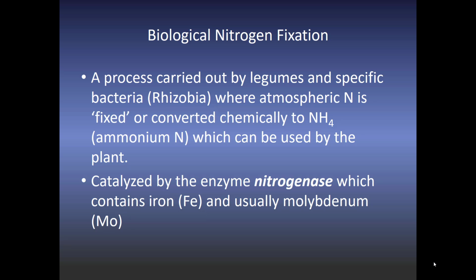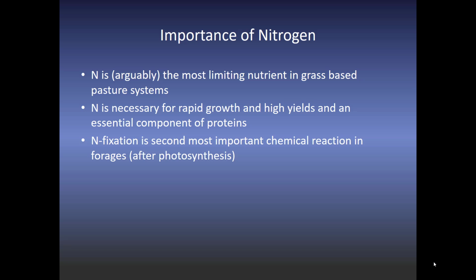So biological nitrogen fixation is carried out by legumes and specific bacteria, rhizobia, and atmospheric N is fixed, or converted chemically, to ammonium N, which can be used then by the plant. It's catalyzed by the enzyme nitrogenase, which contains iron and usually molybdenum, and we'll talk more about nitrogenase in just a moment.